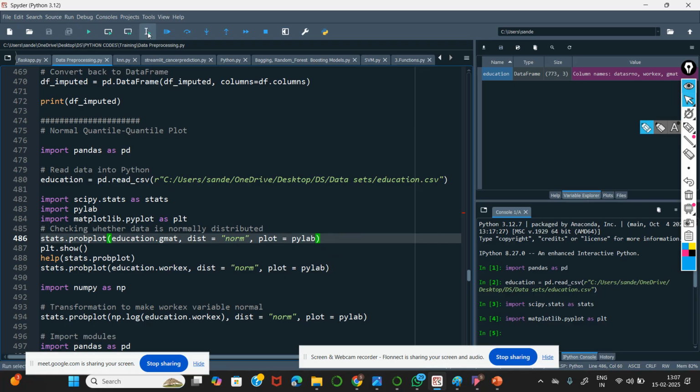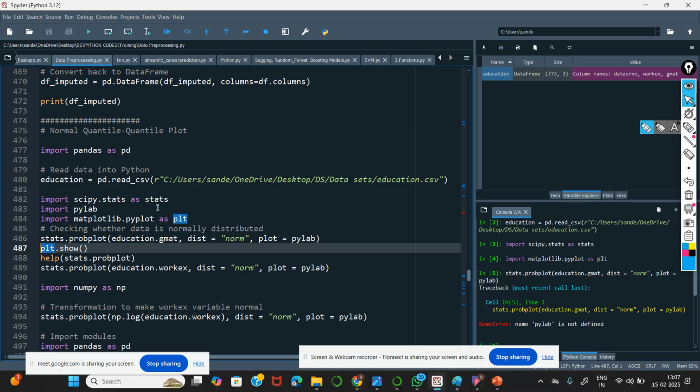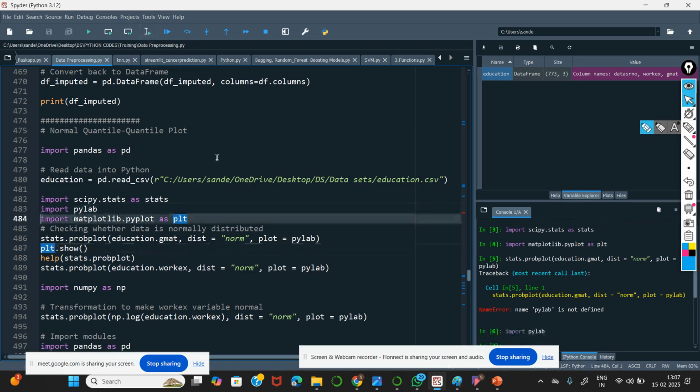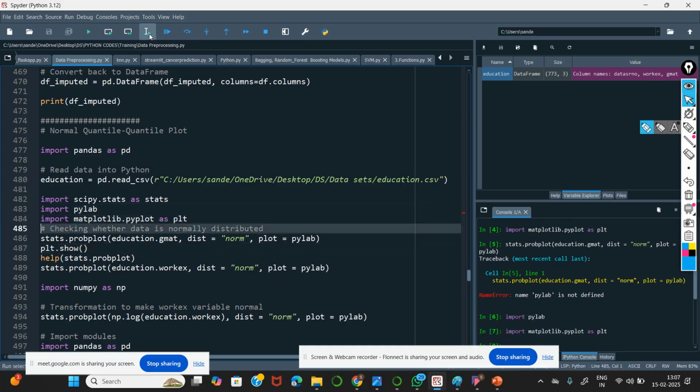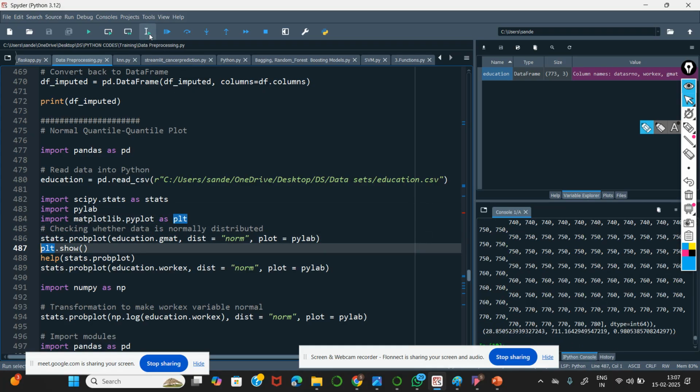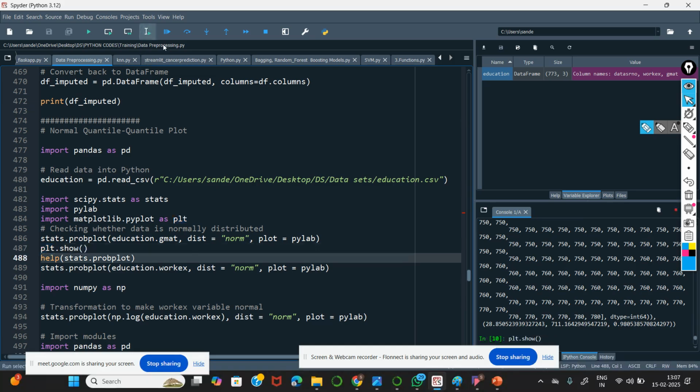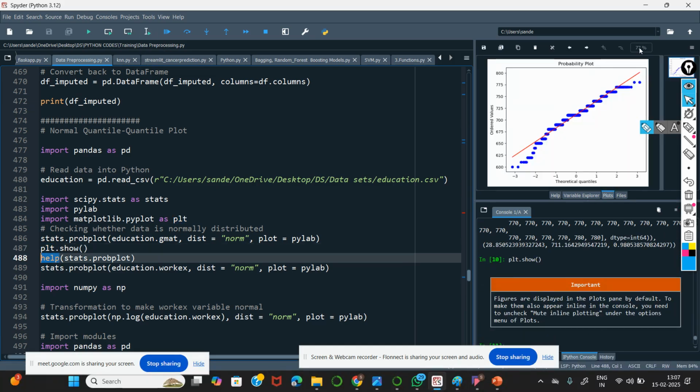Let me go and run it. If I go and run it, pylab is not defined. Why? Because I didn't import it. Yeah. Now it's also fine. Now see here. If I go on plt.show, matplotlib.show, so show it, it will be showing you something like this, as you can see here.